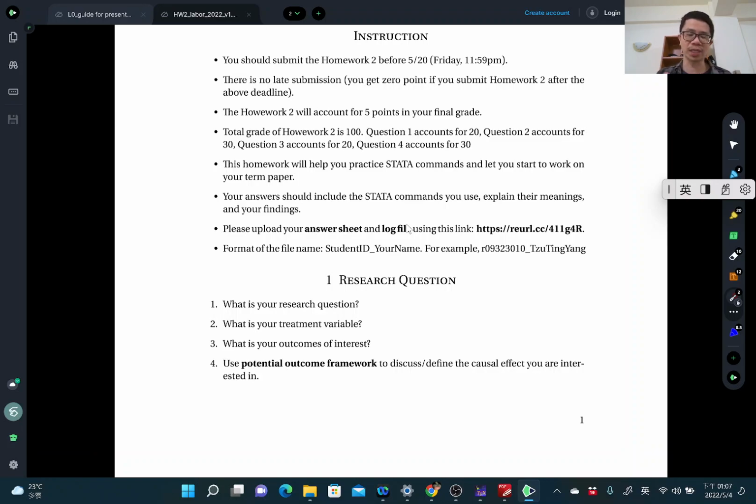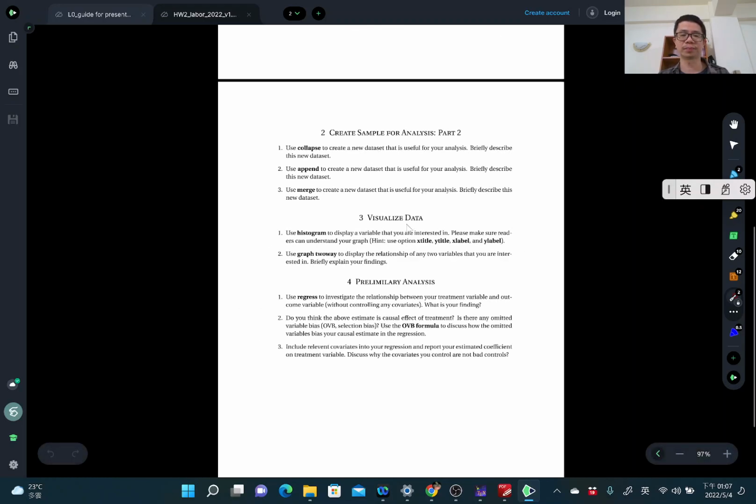Using the potential outcomes means Y1, Y0, and your causal effect is trying to estimate for the treatment group, or for some subgroup, or for some populations. So you need to use this question to define this. And that's the answer here. Actually, you can also put it in your term paper. That's something you will write in your term paper.